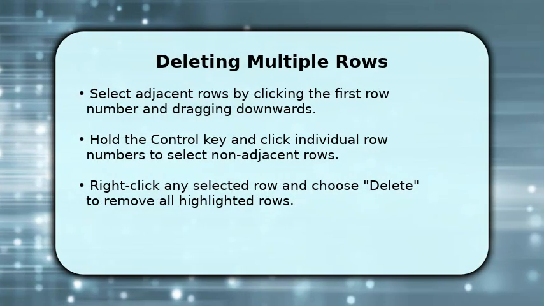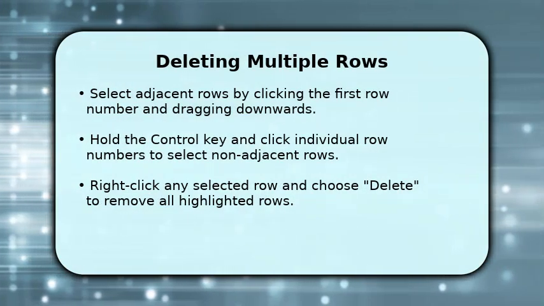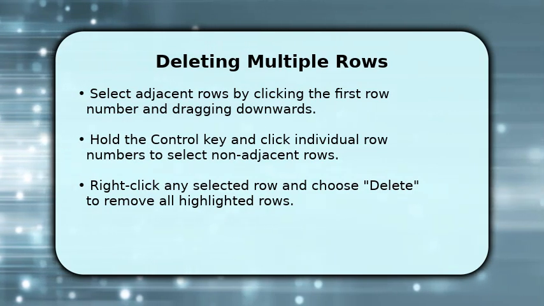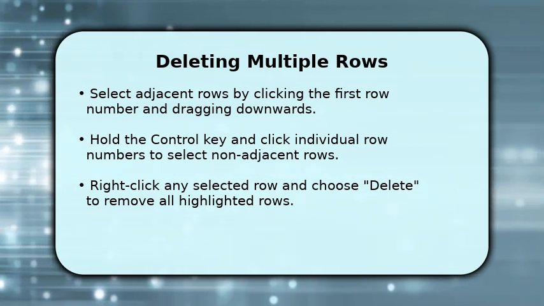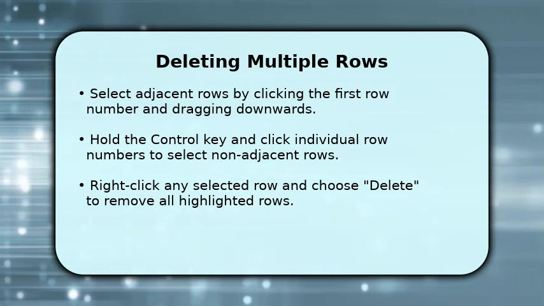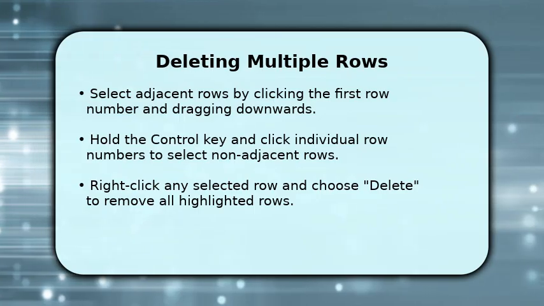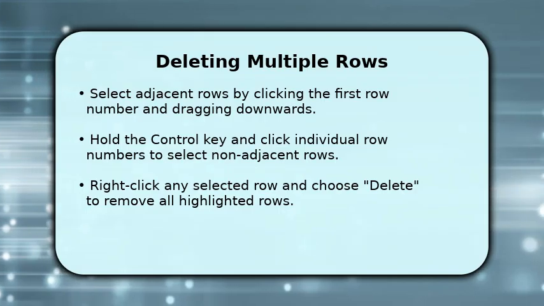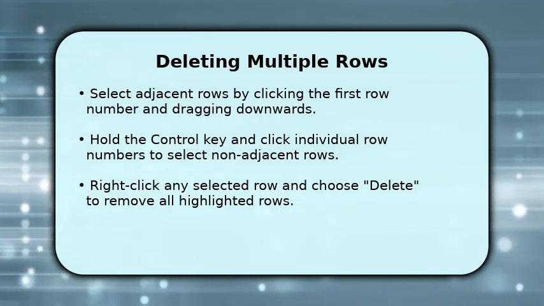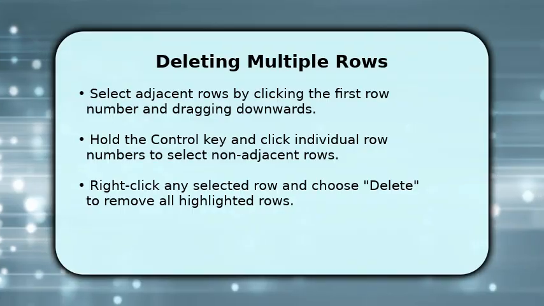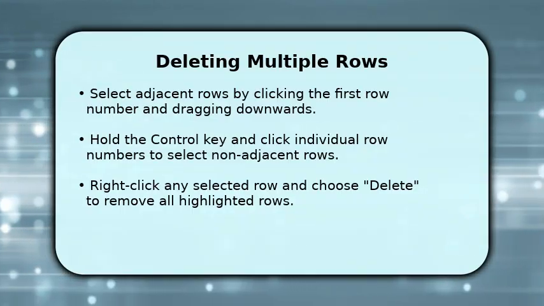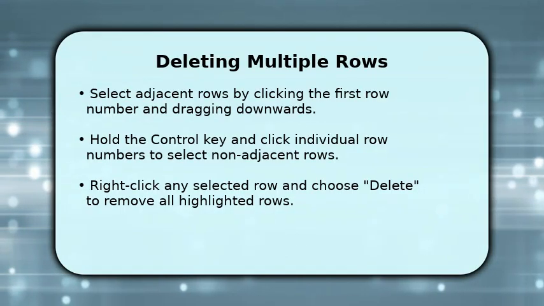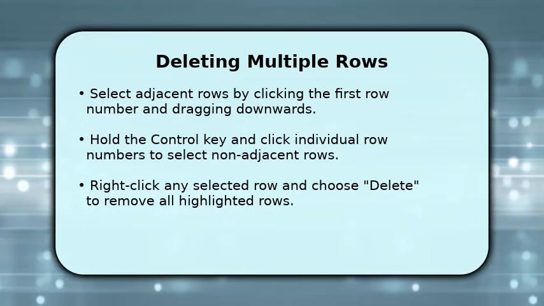To delete multiple rows, you have a couple of options. For adjacent rows, click the first row number, then drag your mouse down to select all the rows you wish to remove. If your rows are not next to each other, hold down the Control key on your keyboard while clicking each individual row number. Once all desired rows are selected, right-click on any one of them and choose Delete from the menu. All selected rows will be removed.